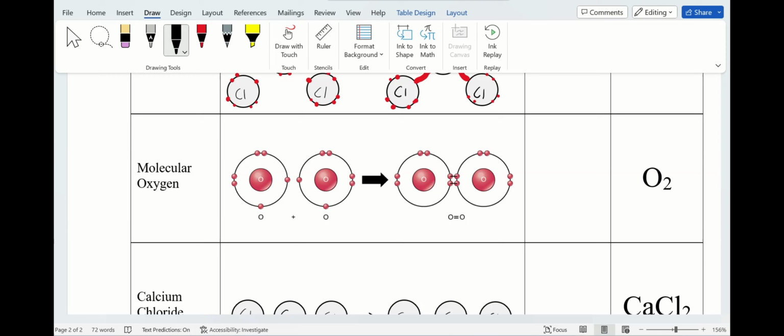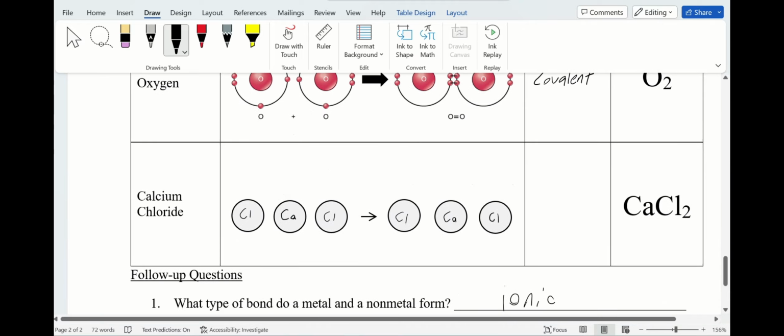And again, in this picture, we're seeing here that they're sharing these electrons, right? So we don't even really have to go to the periodic table for us to know this is covalent. All right, so that was an easy one.